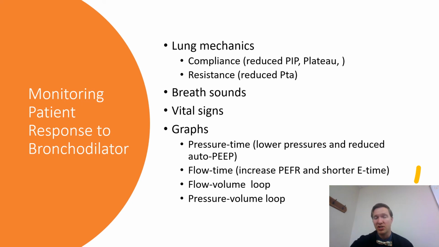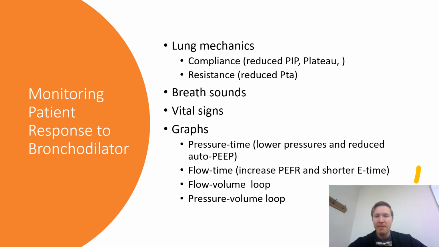Our plateau pressure. Did our plateau pressure change? Hey, if we were over distended because we're air trapping, what happens if we reduce that air trapping because medication got to where it was supposed to go? Our plateau pressures actually might go down as well. So we might have better compliance. Airway resistance. Did our difference between PIP and plateau decrease?